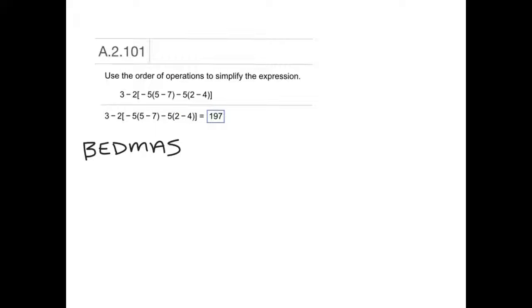So we always start with the innermost brackets, which in this case is going to be our 5 subtract 7 in our parentheses and 2 subtract 4 within our parentheses. So to simplify that, I'm going to first do the 5 subtract 7, and that gives us negative 2 within the round parentheses, and then 2 subtract 4 becomes negative 2 inside those round parentheses.